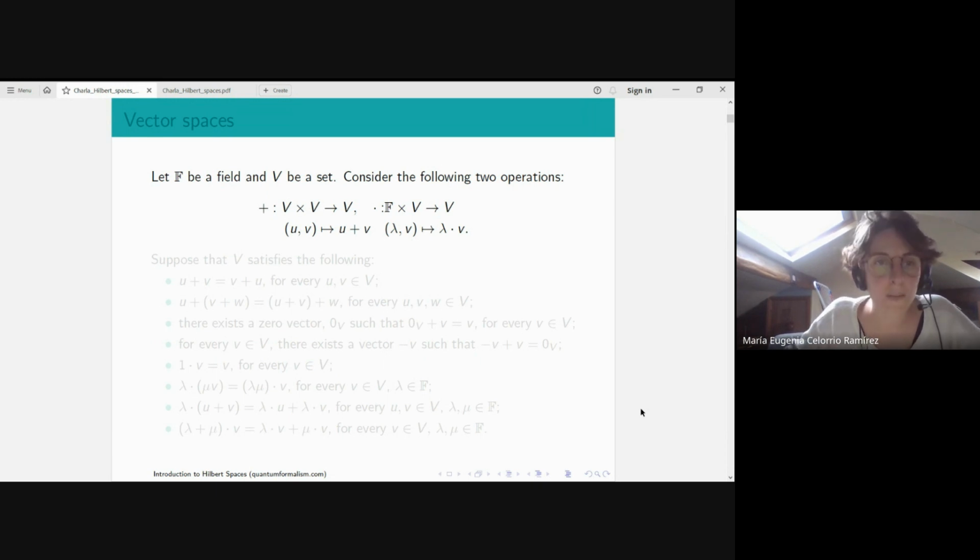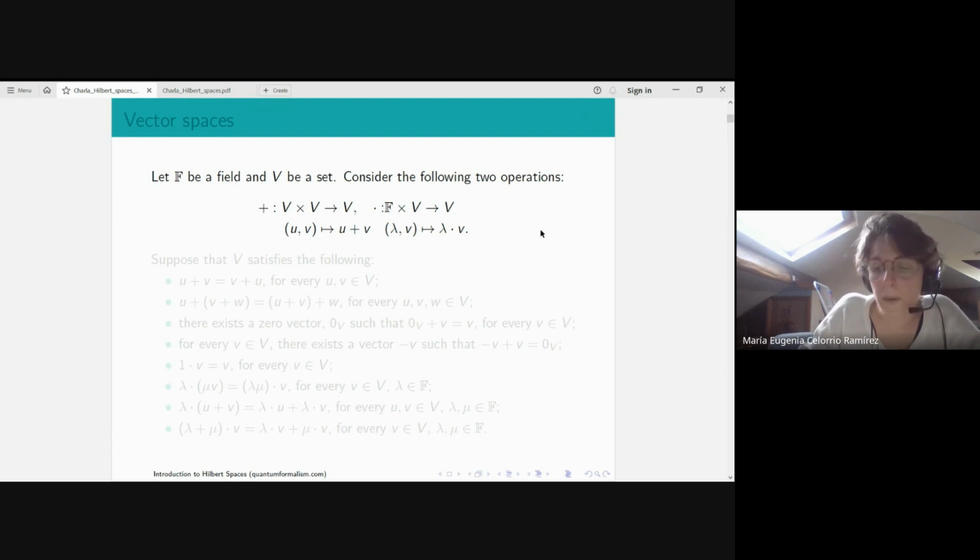So given a field, the real numbers or the complex numbers, and a set, we are going to consider two operations. One is going to be an addition that takes two elements from the set and adds them, and we end up in the same set. And we're going to have a scalar multiplication that takes a scalar, an element of the field, and an element of our set V, and multiplies them. And we end up again in V.